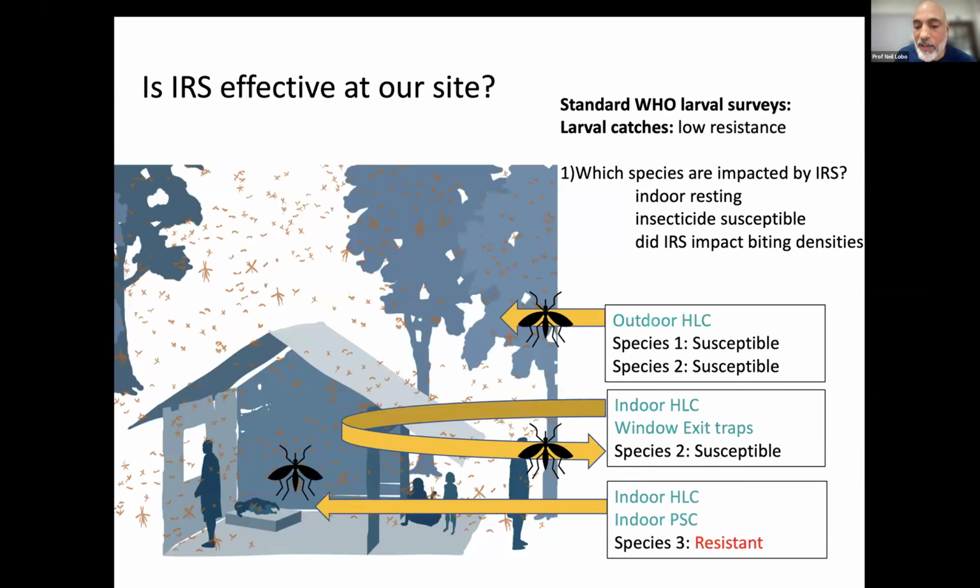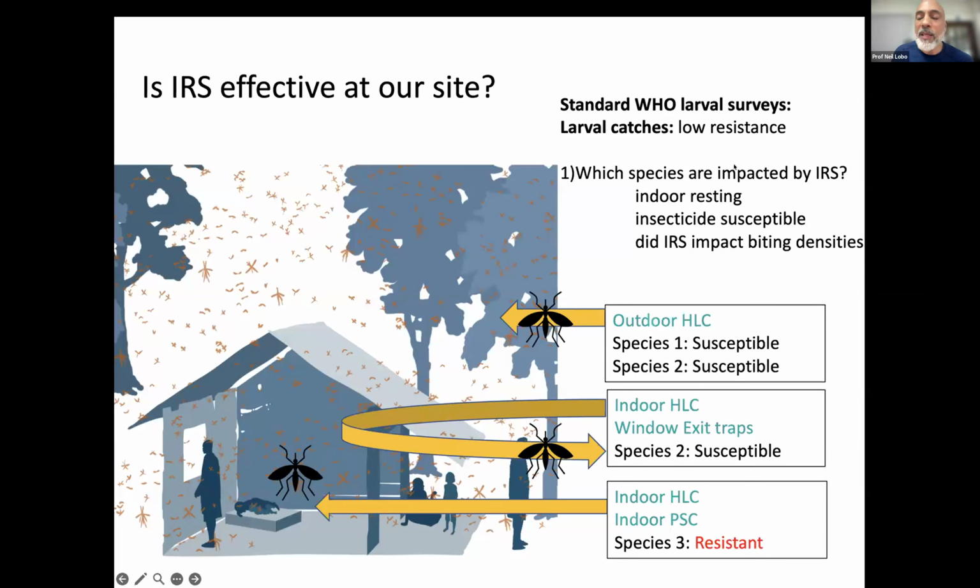Then we found species 3. In indoor HLCs, species 3 was going in. Species 3, in the PSCs, we found them resting on the walls, and species 3 was resistant. So can you see what was happening? Species 1 was outdoors, not going indoors, not being impacted. Species 2 was biting indoors and outdoors, but was not resting on the walls. So it was leaving, and it was not being impacted by IRS. And species 3 was going indoors, feeding on people, resting on walls, but was resistant to the insecticide.